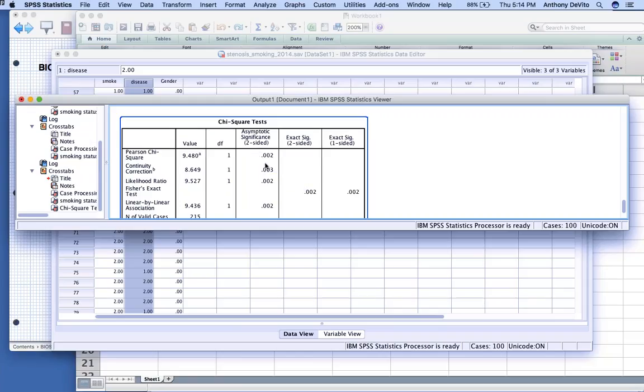Help me out here. Yes, we would. We reject the null hypothesis because our chi-square value is bigger than our critical value of chi-square, and our p-value is less than 0.05, alpha that we would say. If I had told you that our alpha is going to be 1%, would you reject the null hypothesis? Yeah, I would still reject it because my p-value is 0.2%. It's still smaller than 1%, right?